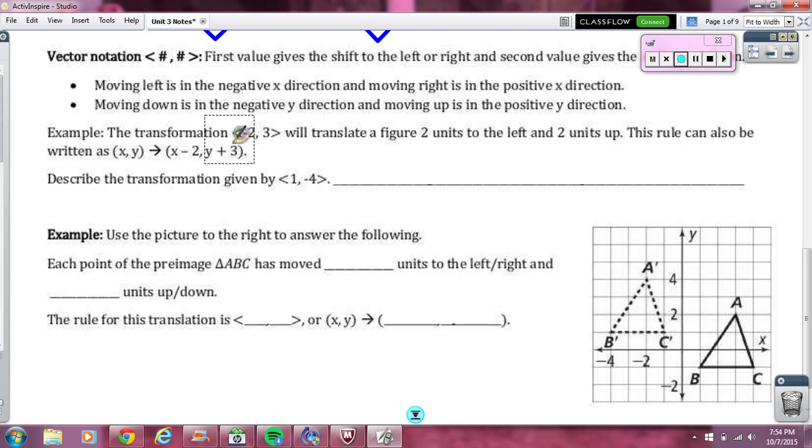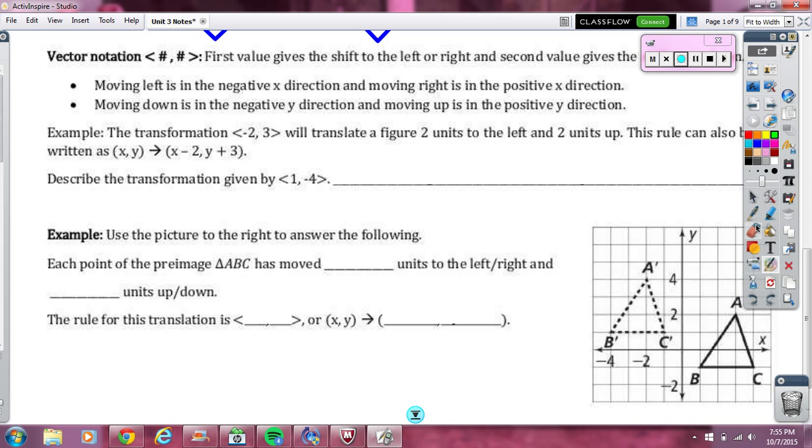When you read the transformation -2, 3, that means that you're going to take your object and you're going to move it 2 units to the left, so the negative means go to the left, and then 3 units up. When I see this 3 in the y position, that means I should move my figure 3 units up. And you could also write the rule like this, x minus 2, y plus 3.